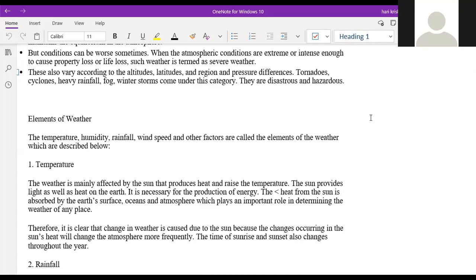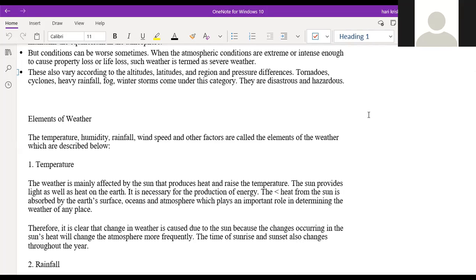Suppose you take the equator region and the polar region. In both cases we have the sun, but the angle of the sun's rays is different, right? In the case of the equator, the sun is exactly above the equator. But in the case of the polar region, the angle of the sun's rays is very slant, so that much heat will not be transferred there. So there will always be more ice, which means lower temperature.